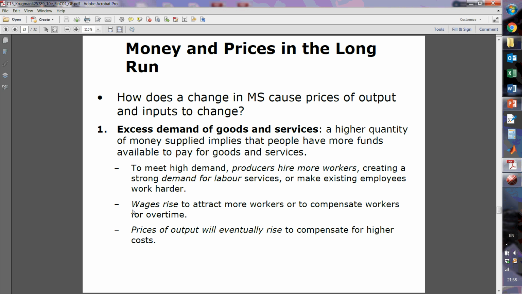And eventually, if wages, which are a major component of costs of firms, are rising, then prices of output will eventually rise also to compensate for these higher costs. And this is an environment where there's not much bargaining power, a perfect competition, so to speak.